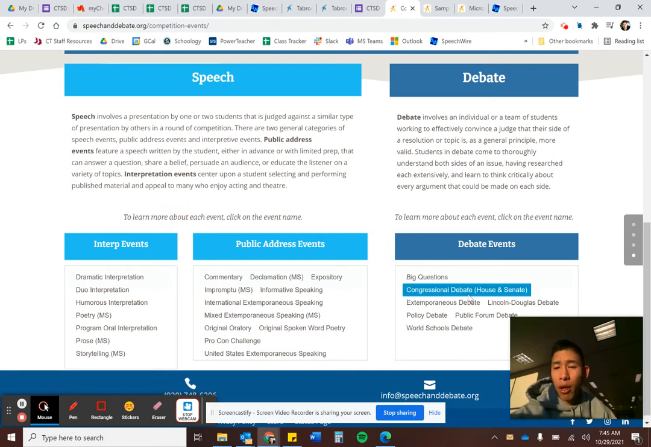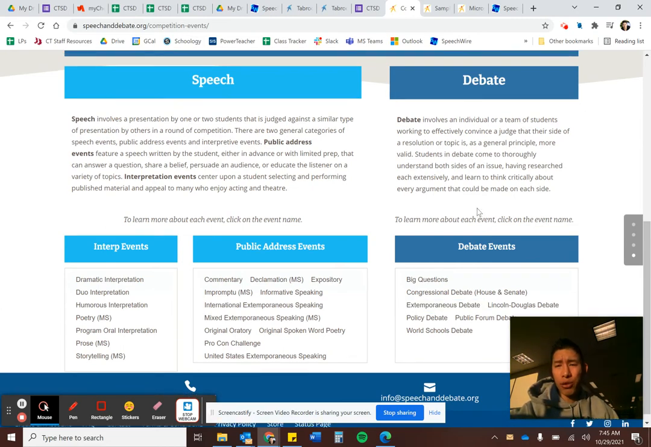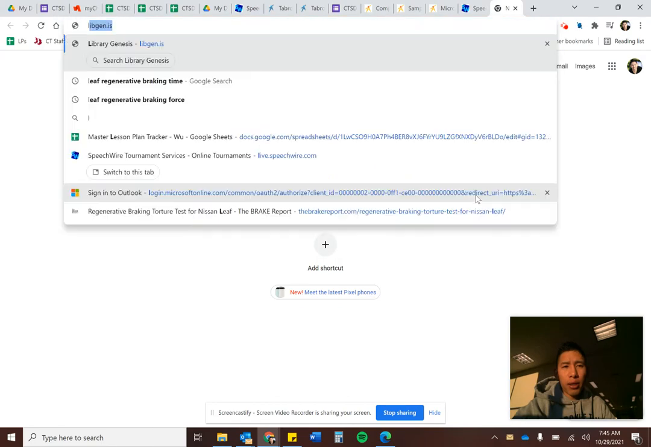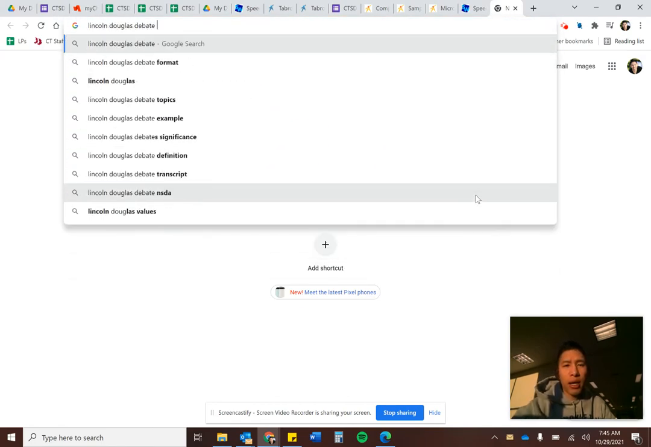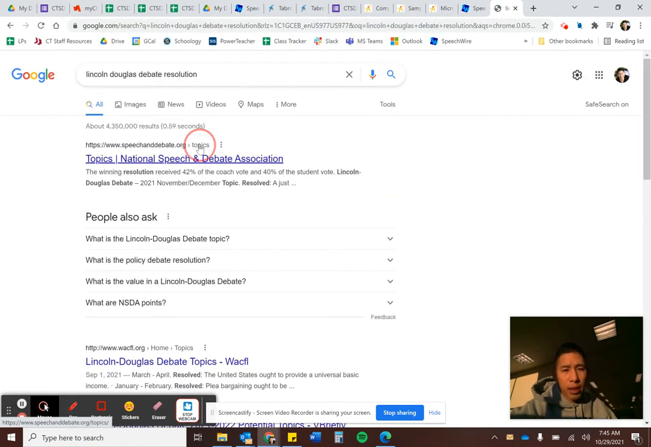And that's it. For debate events, you will usually have either one versus one or two versus two. And you usually have a topic called a resolution that you as a judge are going to be voting on for or against. For example, let me just give you the current Lincoln Douglas debate resolution, let's take a look here.